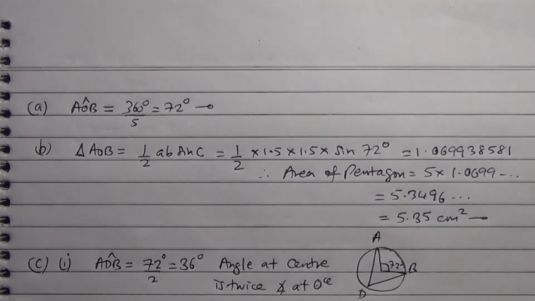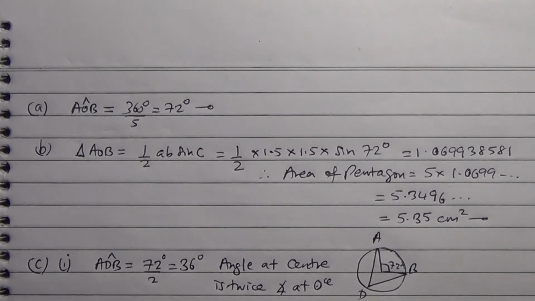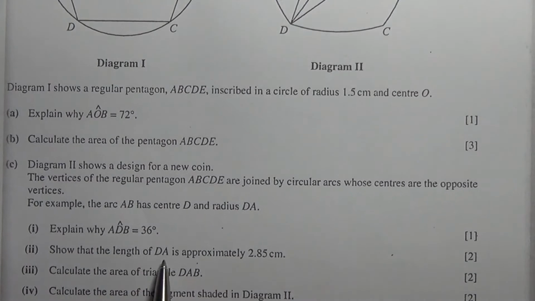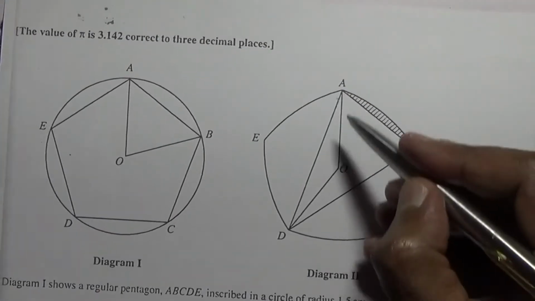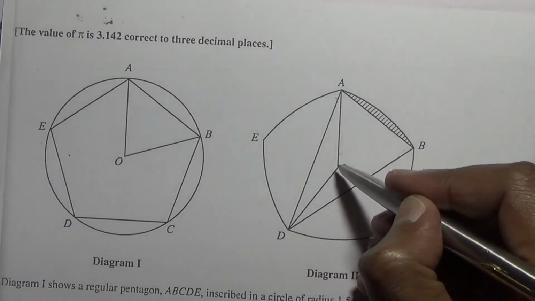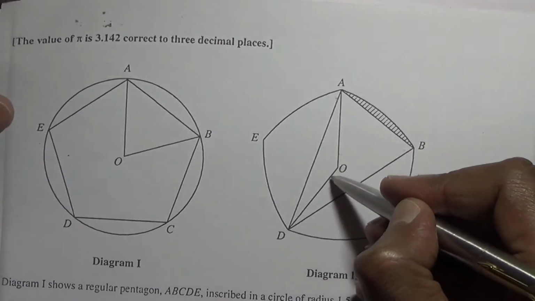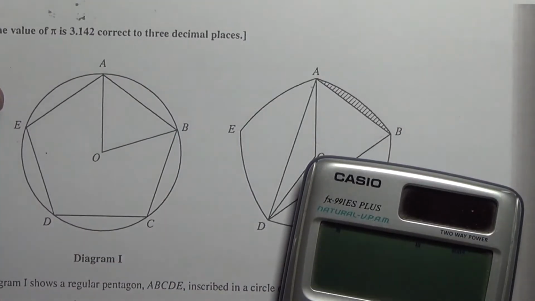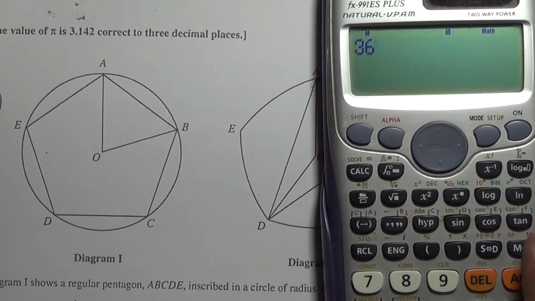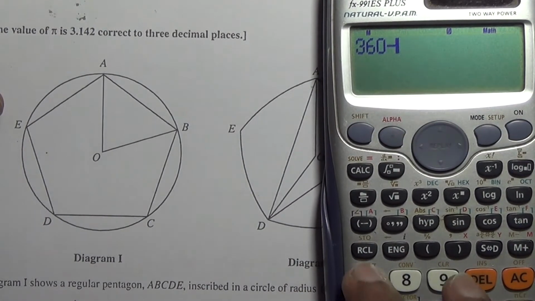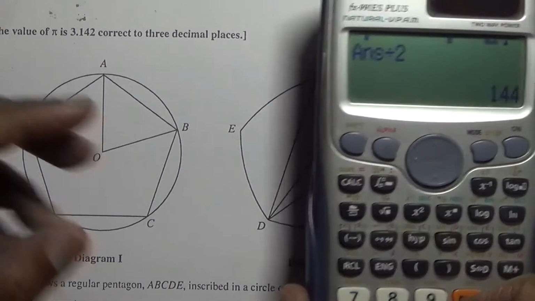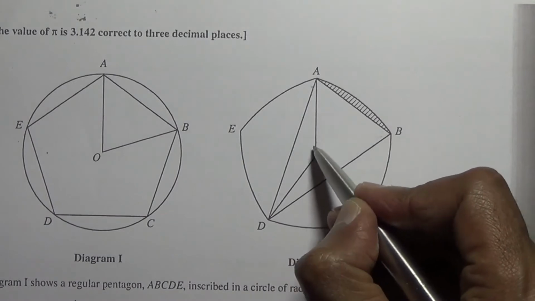Right, so the second part is telling us to show that the length of DA is approximately 2.85. So this is DA. Now what I need to know, I need to find this angle here. So if this is 72, I can take 360 degrees minus 72, and then divide by 2, you're getting 144. So this angle here is 144.